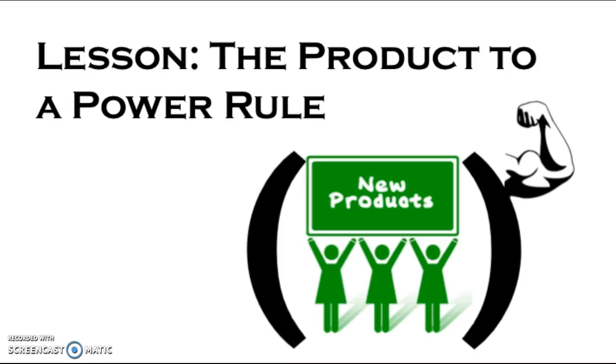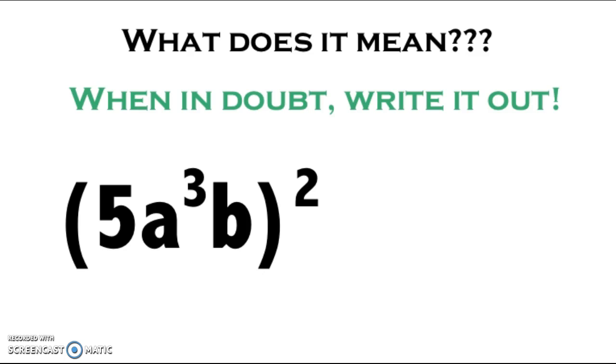All right, in this lesson, we'll be expanding our knowledge of exponent rules and moving into the product to a power rule. So again, I'm going to encourage you, when in doubt, write it out. You will do this over and over again so that you don't just rely on memorization of rules that you know will go away. So this one, 5a cubed b, that entire quantity squared.